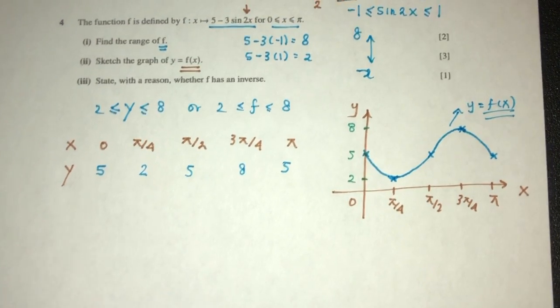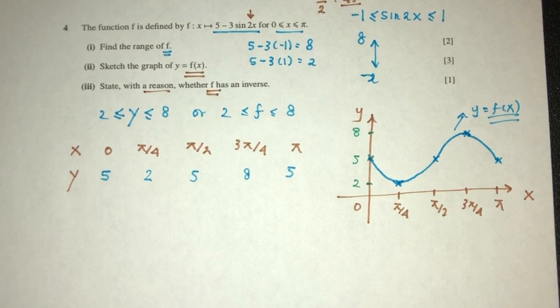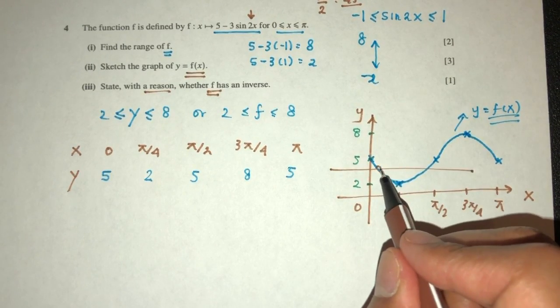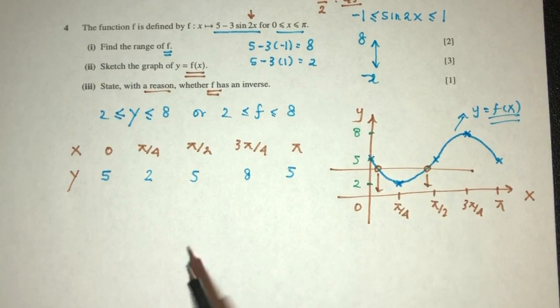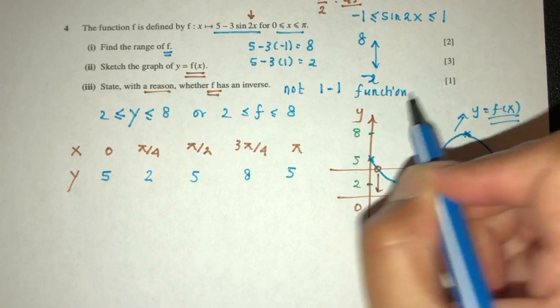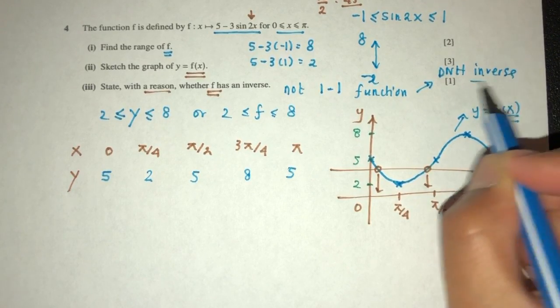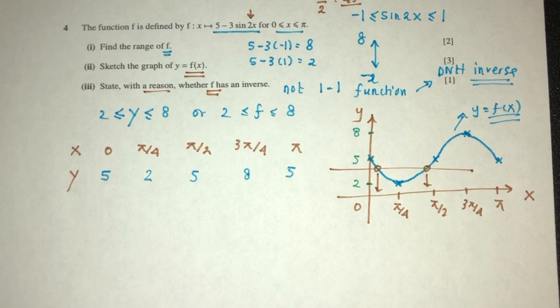Now for part 3, state whether, with reason, f has an inverse. Obviously, it does not have an inverse because if you were to draw a straight line, it has 2 points of intersection. So because of that, it is not a one-to-one function. It will not have an inverse. So not a one-to-one function, and because of that it does not have an inverse. That's the reason why. When they ask why does it have an inverse, because it is a one-to-one function. Why does it not have an inverse? Because it is not a one-to-one function. This is the reason behind.